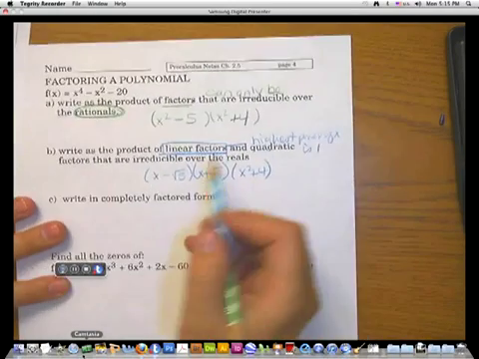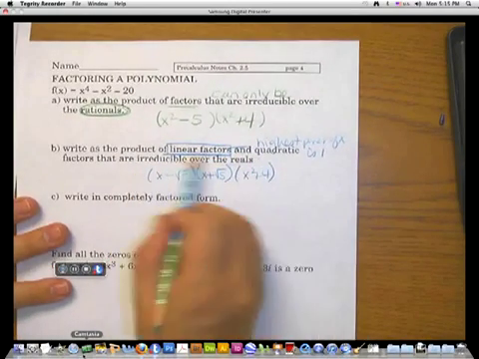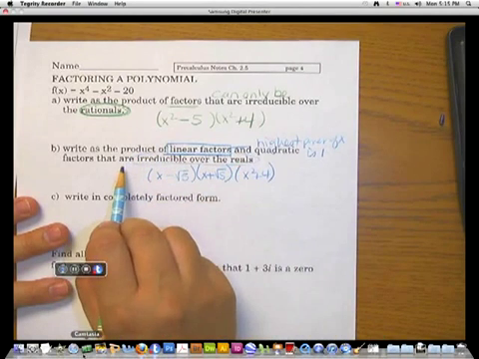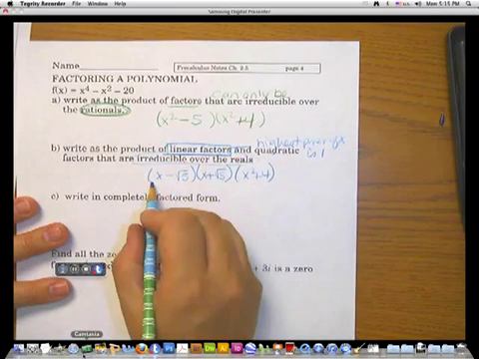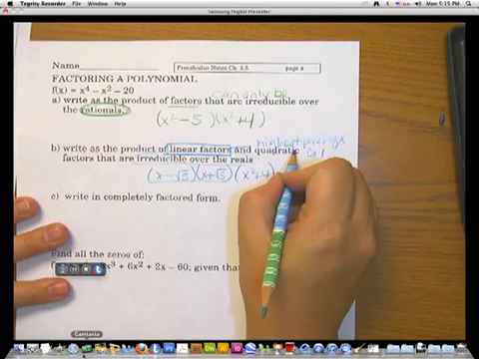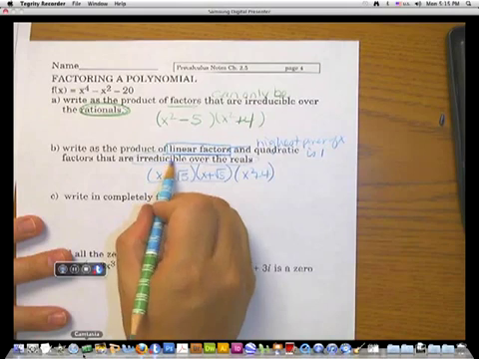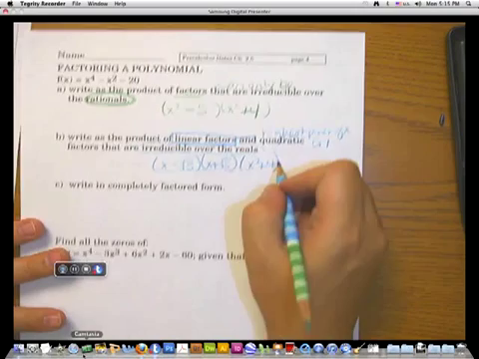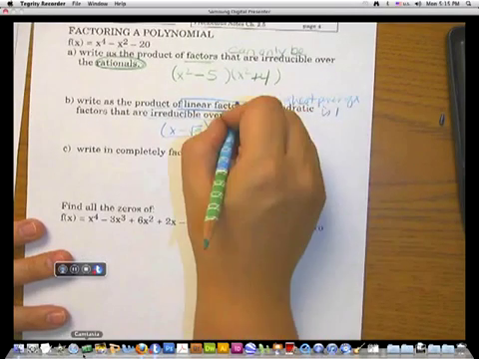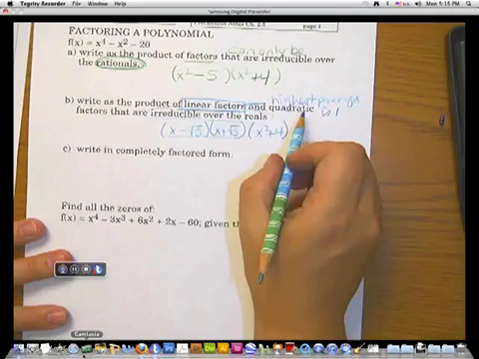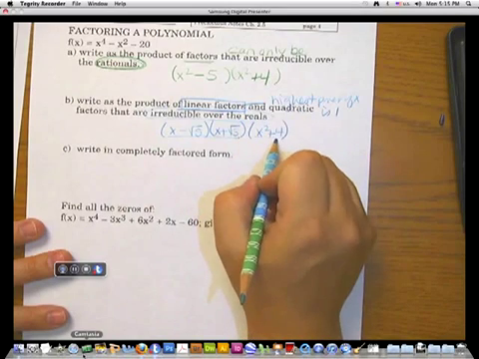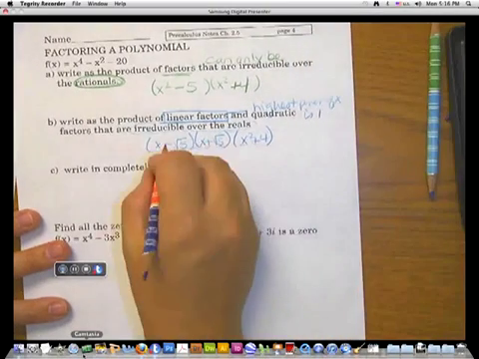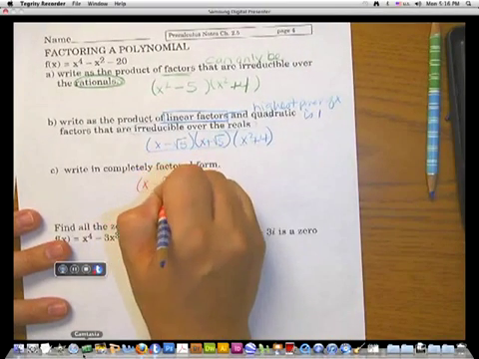So put it into our completely... I'm sorry, that's backwards. The quadratic factors are irreducible over the reals. Here's our linear factors, there's those, and the quadratic is irreducible over the reals. So our linear factors are good, and the quadratic is over the reals. I need to continue going. Those are linear, those are done.